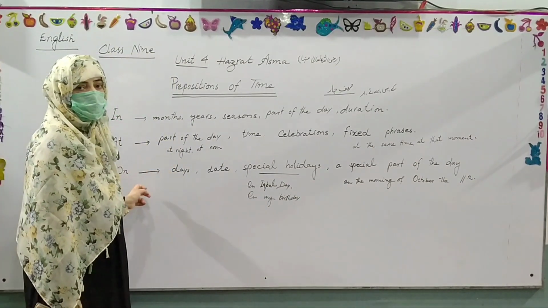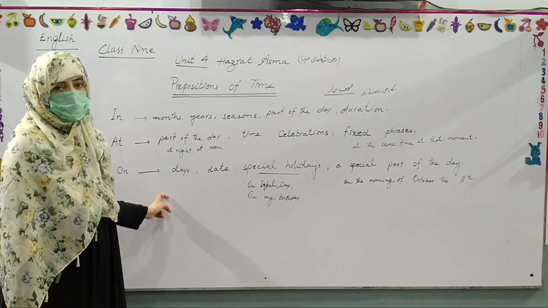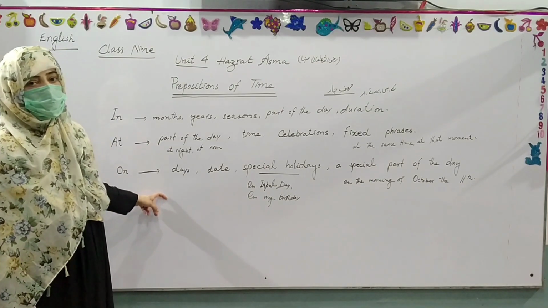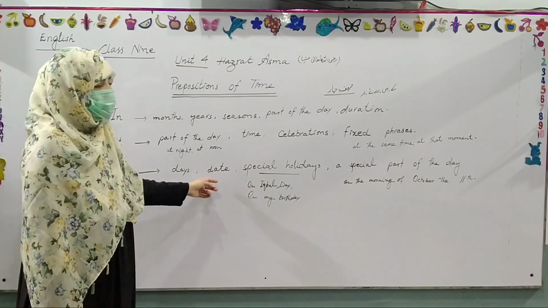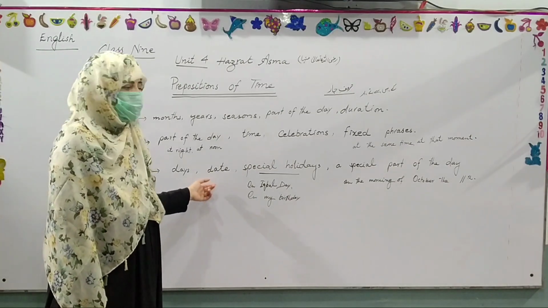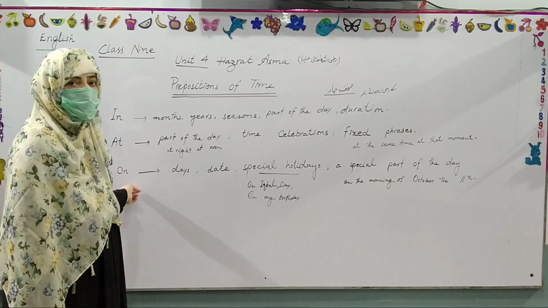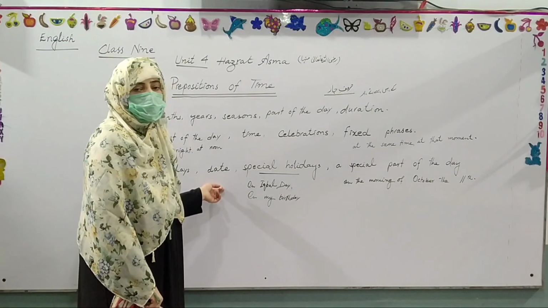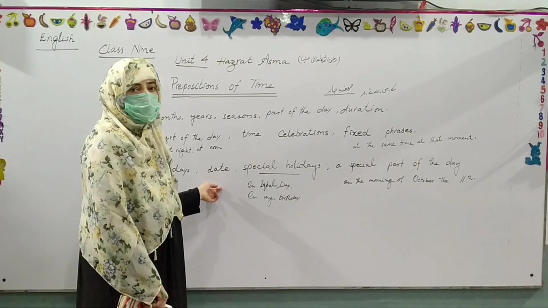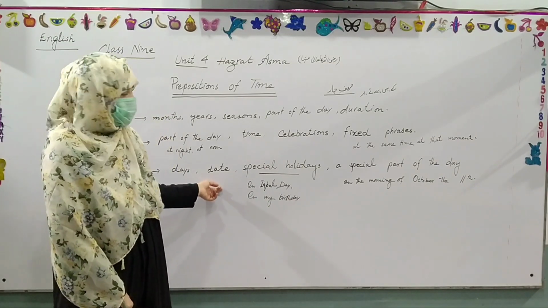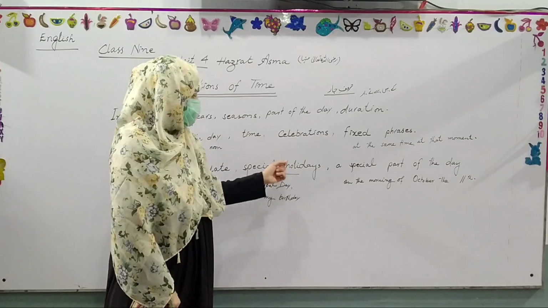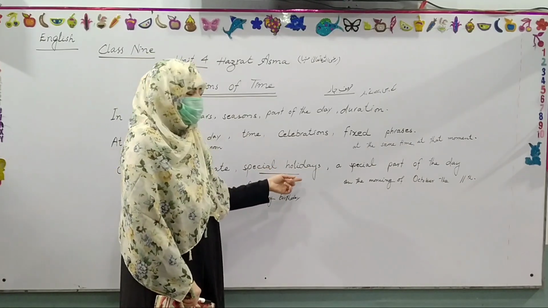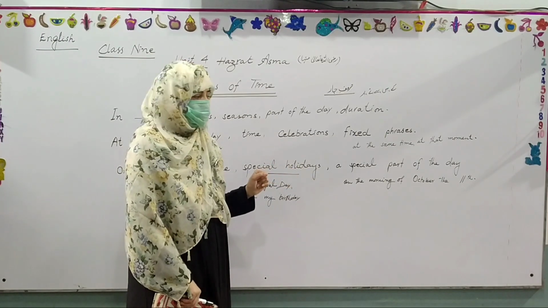On is used for the days. I will come on Monday. I will go back on Tuesday. Date. For the dates, we also use on. He was born on November 11. Special holidays. On Iqbal Day, like on my birthday, we enjoy a holiday on Iqbal Day.